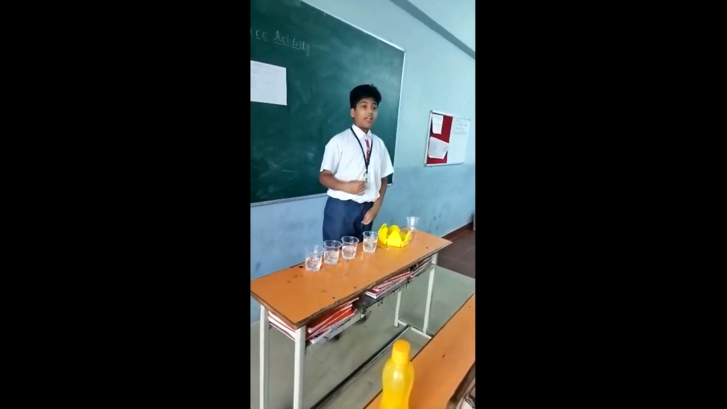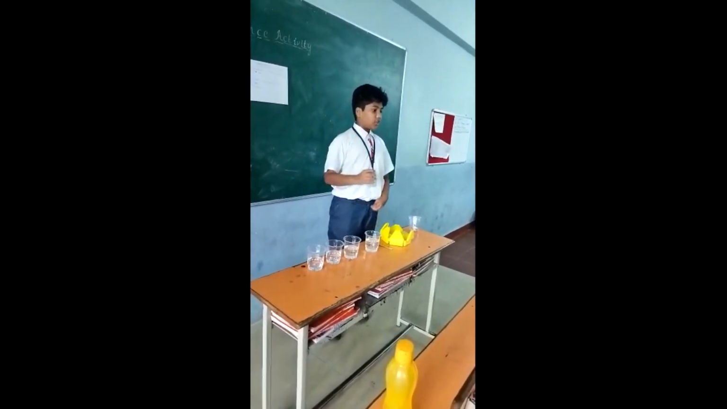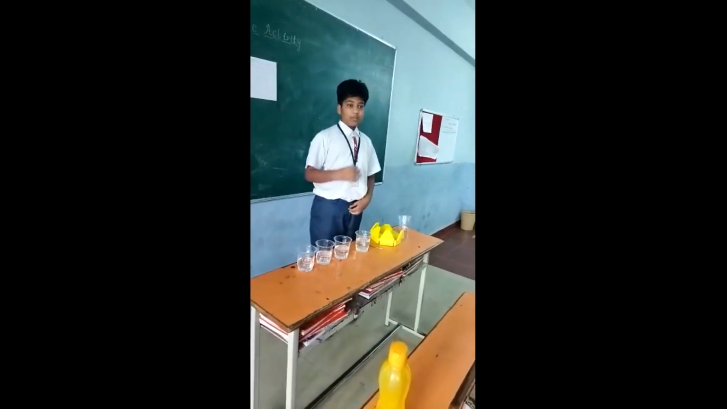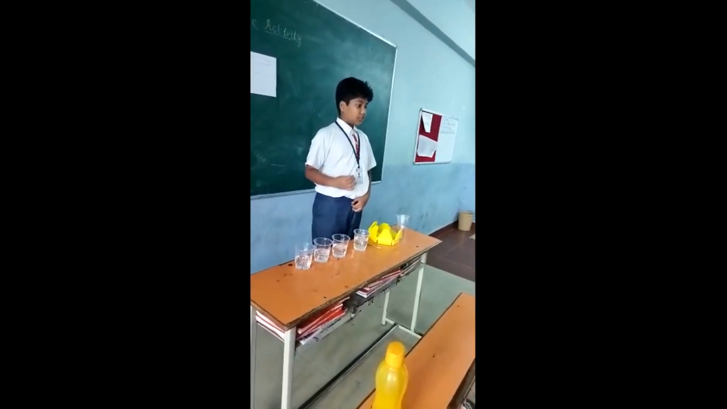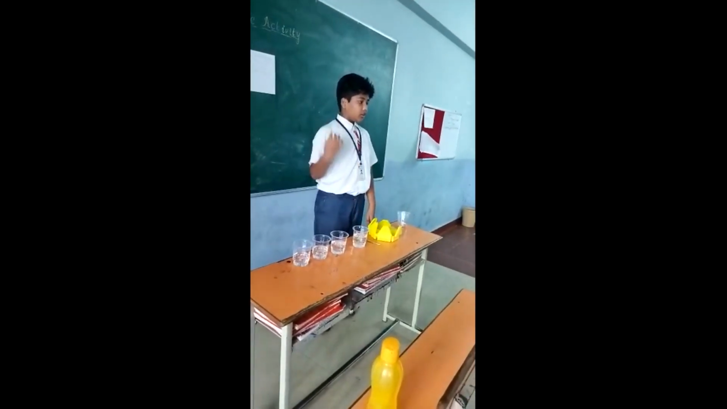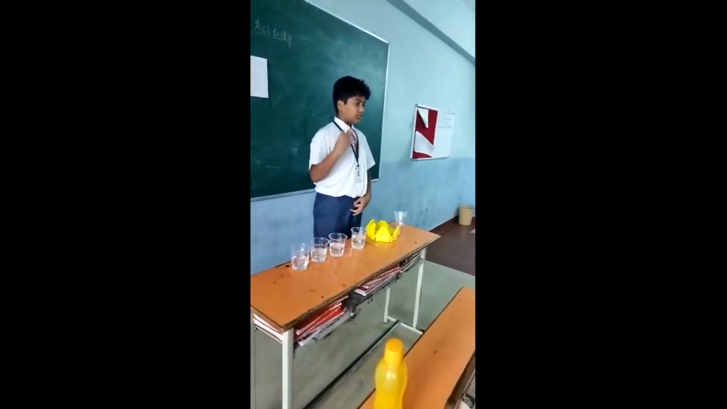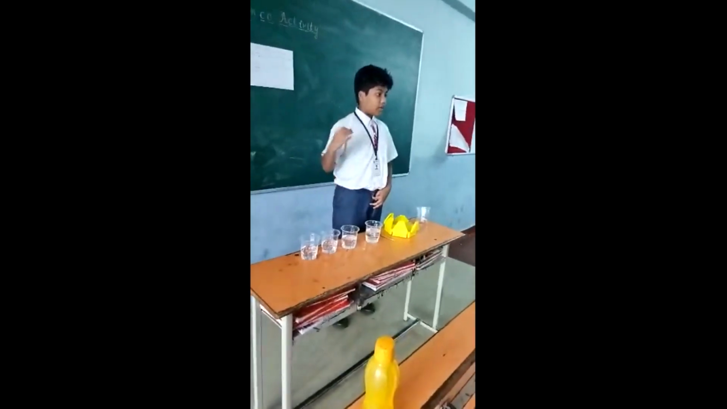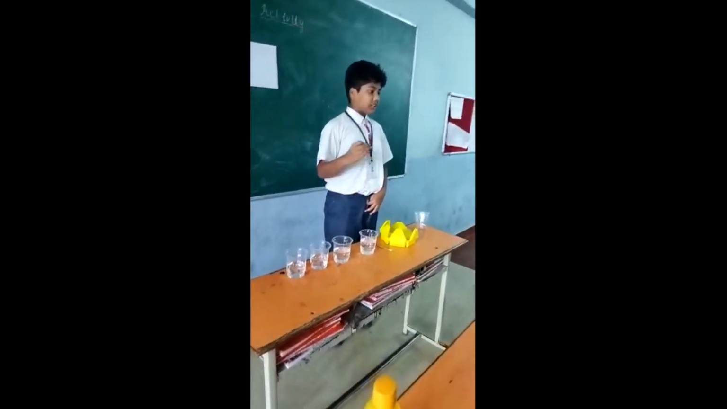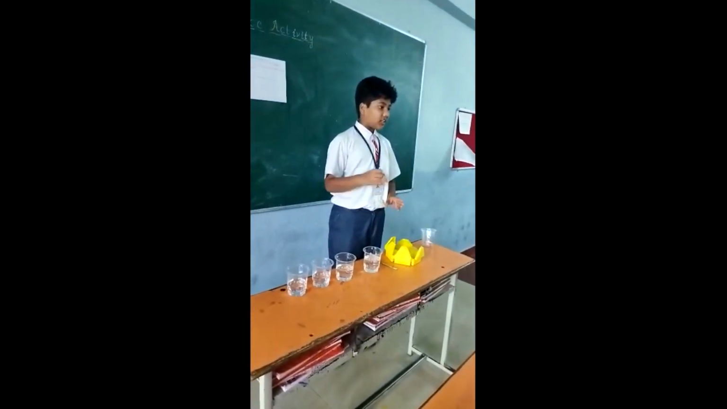I am explaining about my science activity. It is soluble and insoluble substances. Soluble substance: the substance which is dissolved in water is called a soluble substance. Example: salt and sugar. Insoluble substance: the substance which is not dissolved in water is called an insoluble substance. Example: turmeric powder, sand, etc.